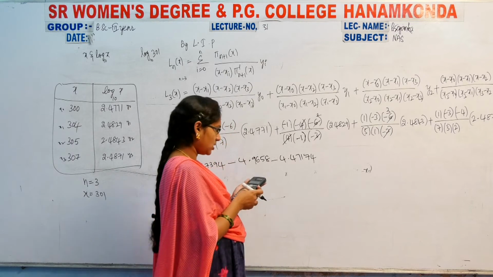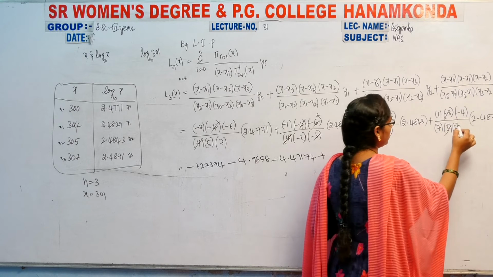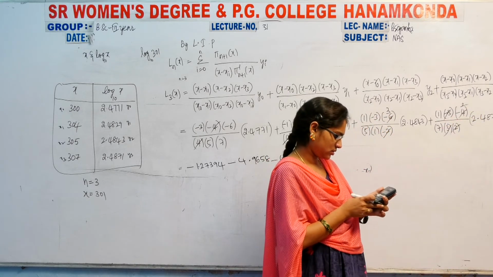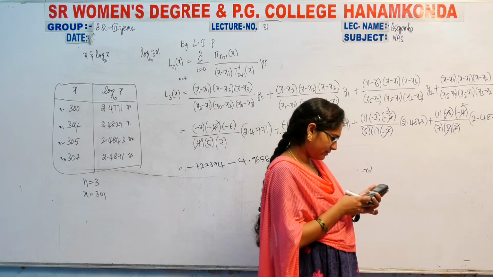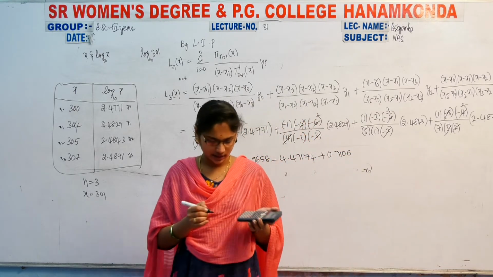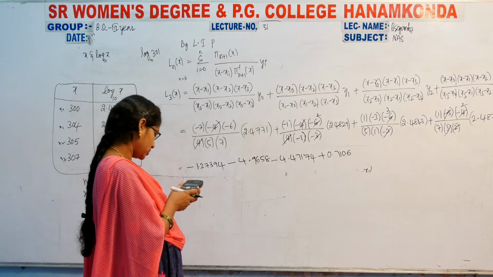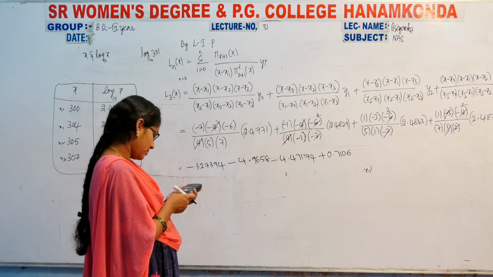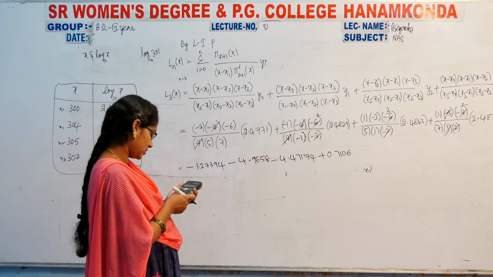4.47174. Okay, next minus into minus plus, 3 get cancelled, and 2 1s are 2, 2 2s are 4. Now 2 divided by 7 into 2.4871. It is 0.7106. Now calculate and give the answer. Minus 1.27394 minus 4.9658.